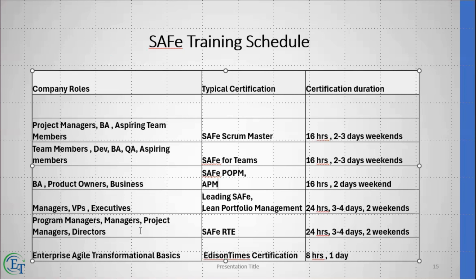Managers, VPs, executives trying to learn more about scaled Agile would take a leading Safe course or a lean portfolio management course, and it will last typically 24 hours. It's a 24-hour contact hour course, and it would last 3 to 4 days or 2 weekends.